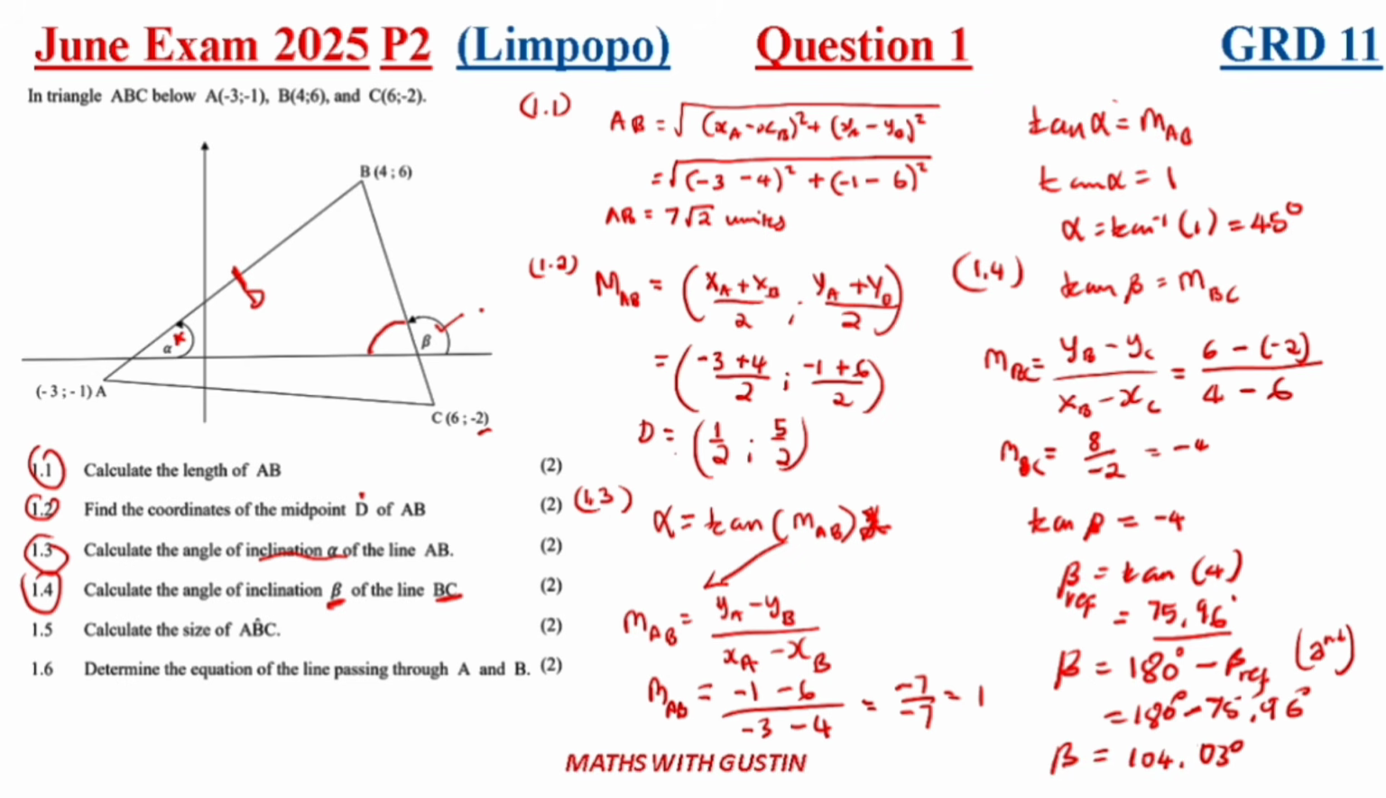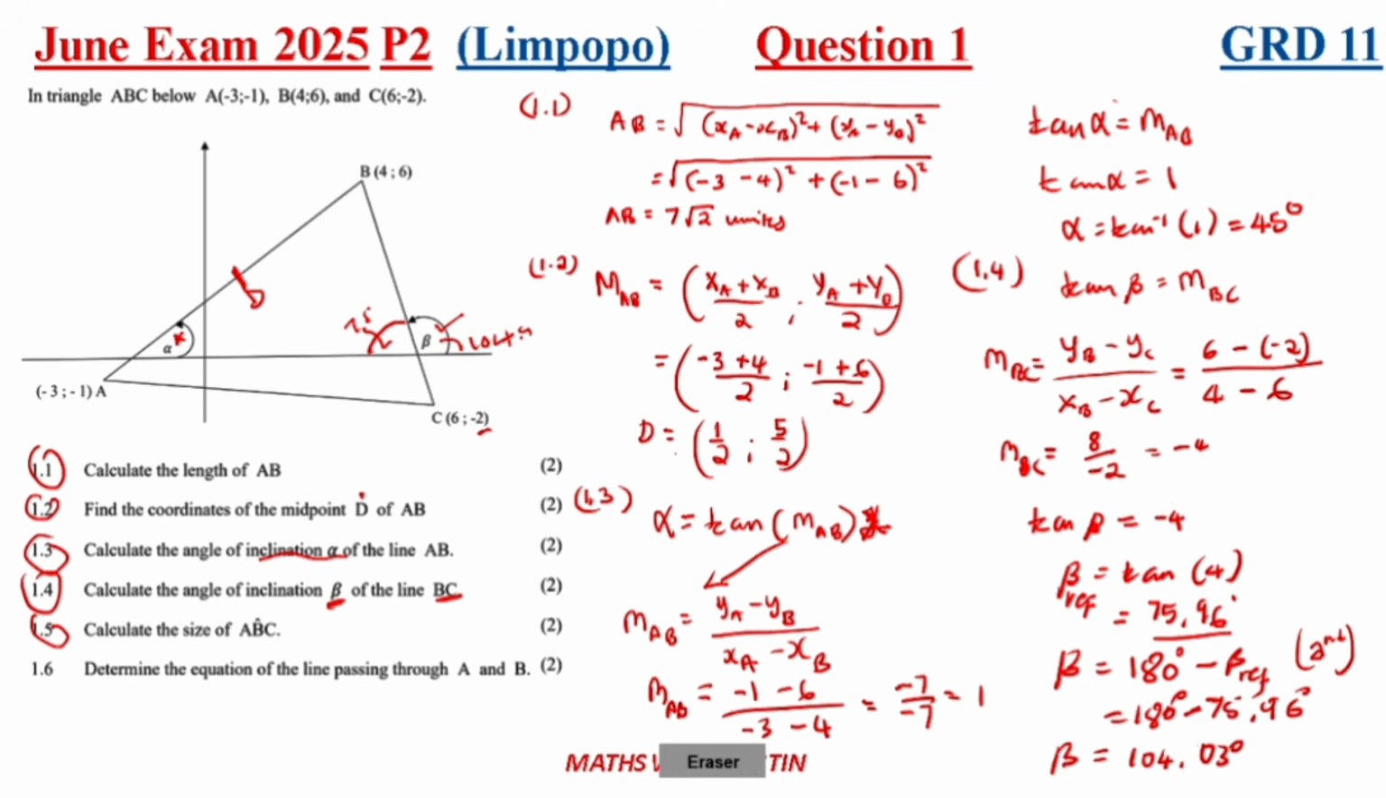Now this gives you this angle right here. The reference angle gave you this one here, which was 75. So the other angle, which is beta, is now 104.03 rather. Okay, so now let's move on to 1.5. I think we can just do it here because we've got all the numbers that we need.